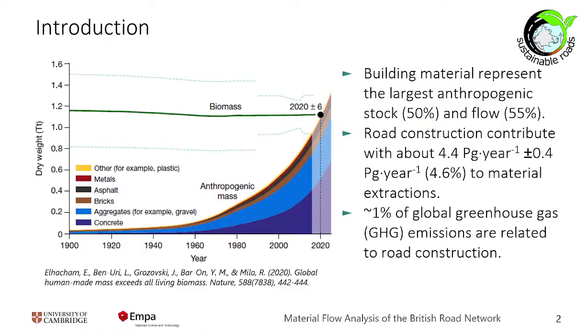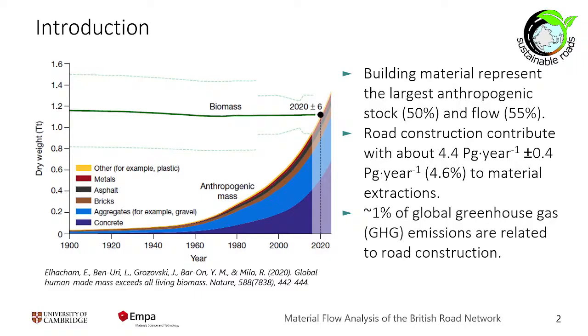Where did it all start from? Nowadays, man-made materials actually exceed the biomass on our planet. So we actually have more concrete, more gravel, and also asphalt somewhere in the graphic, than we have trees or living animals on this planet. And roads contribute to this whole material system quite a lot, with roughly 5%.